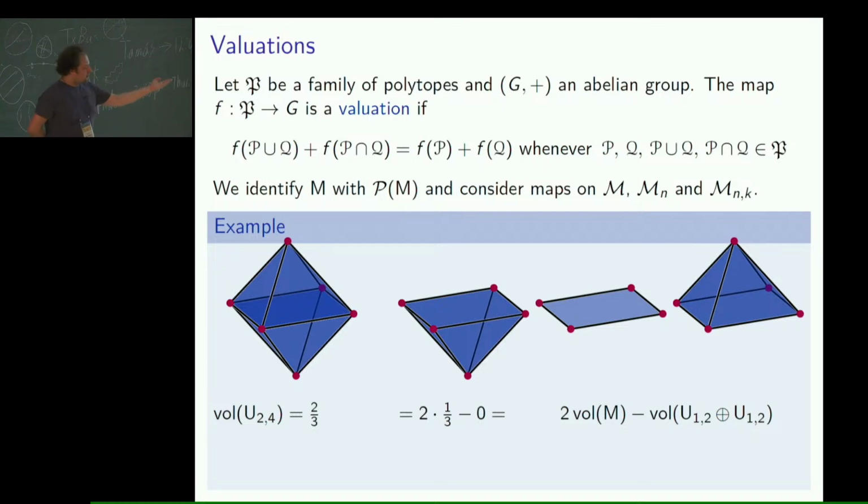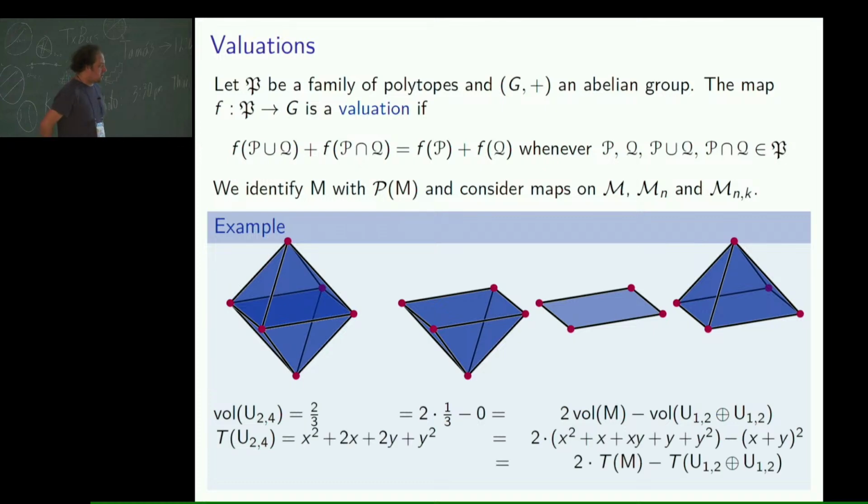And the little square is lower dimensional, so the volume of it is 0. And it's not hard to see that 2 times 1 over 3 minus 0 is indeed 2 over 3. So the volume is such a valuation. Not the most interesting one, but for us, interestingly, the Tutte polynomial is another of these valuations. Right? So the Tutte polynomial of U_{2,4} I can express as twice the Tutte polynomial of my matroid M minus the Tutte polynomial of U_{1,2} times U_{1,2}.